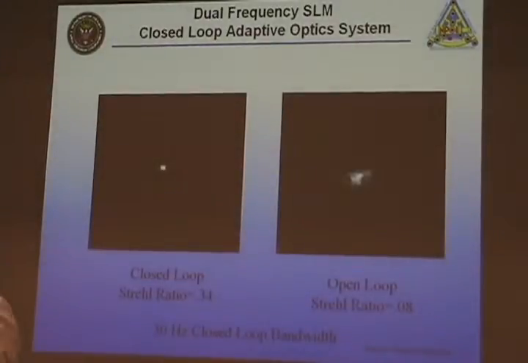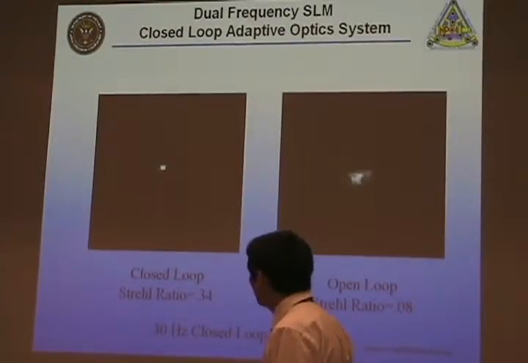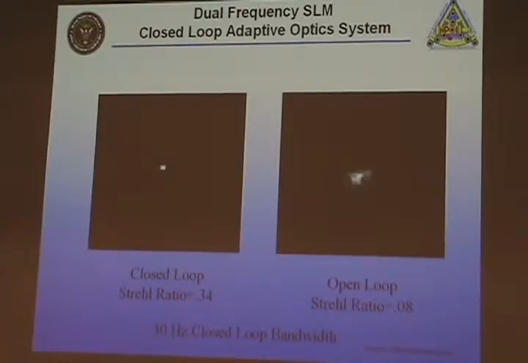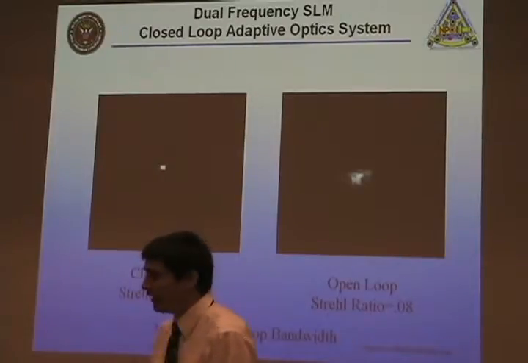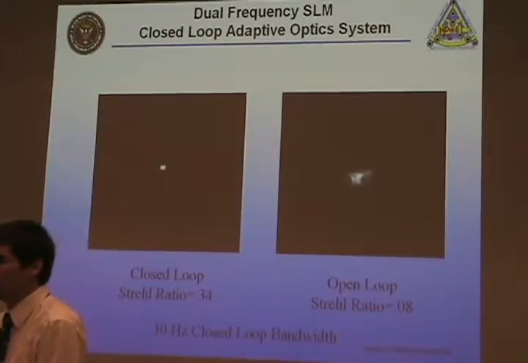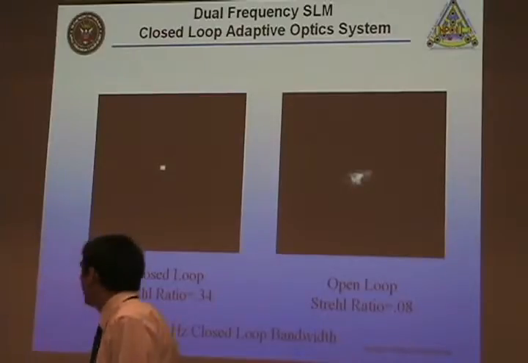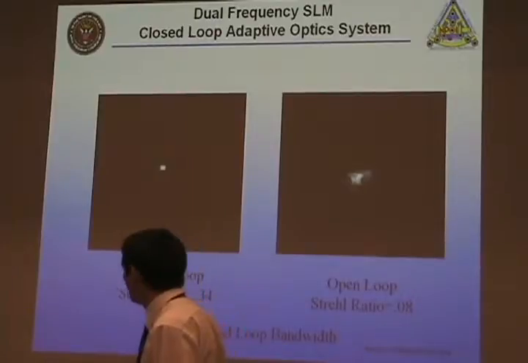And basically the closed loop Strehl ratio is 0.34. Strehl ratio, we have to include that. Strehl ratio is basically the ratio of aberrated to unaberrated intensity at the center. So if you had an unaberrated system, you get a value of 1 for the Strehl ratio. As the aberrations go up, the Strehl ratio goes down. And so for this one, the Strehl ratio was about 0.08, and we were able to get about 0.34.